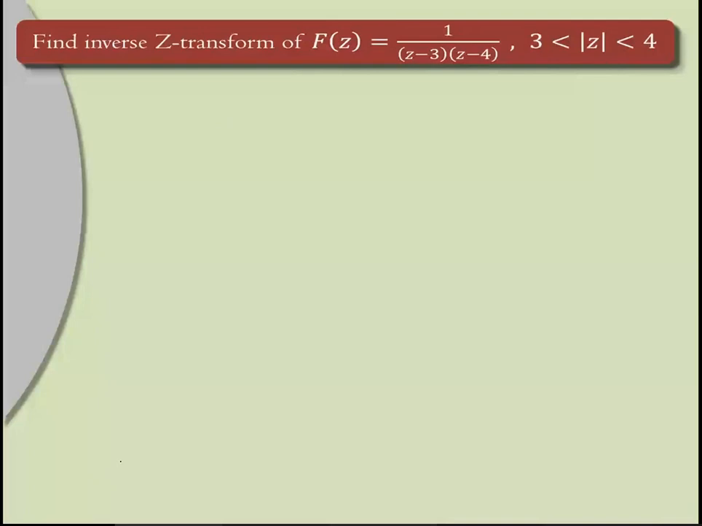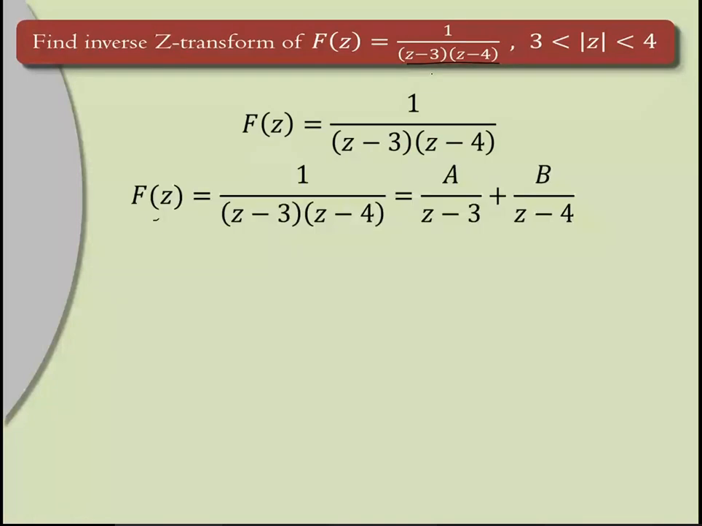If we now consider the next problem: find the inverse Z transform. F of z is equal to 1 upon (z minus 3) into (z minus 4), provided mod z is greater than 3 and less than 4. Now again we have a product of two terms here, z minus 3 and z minus 4. So first of all, separate them out by using partial fractions.